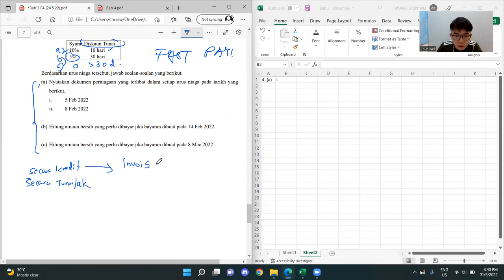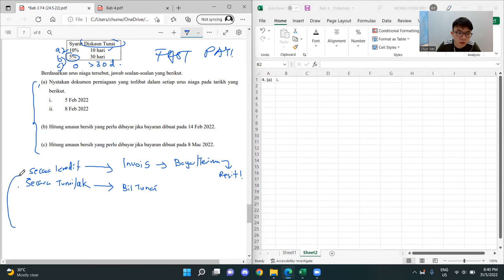Then if saya sudah bayar or you terima wang, then what do we get? We get a receipt. Okay, but if saya beli atau jual secara tunai atau cek, then should we give a bill tunai? That's it.